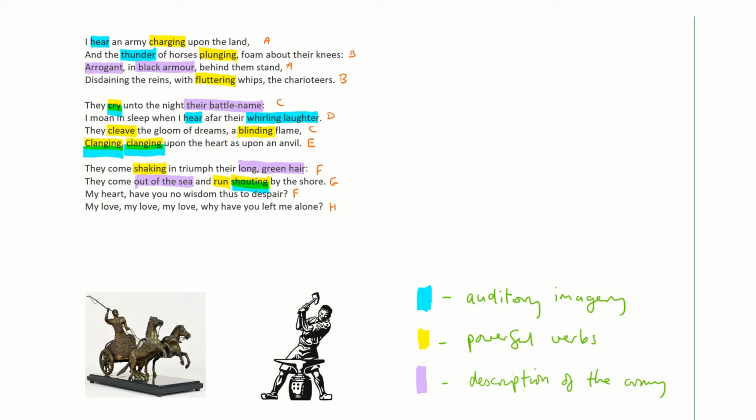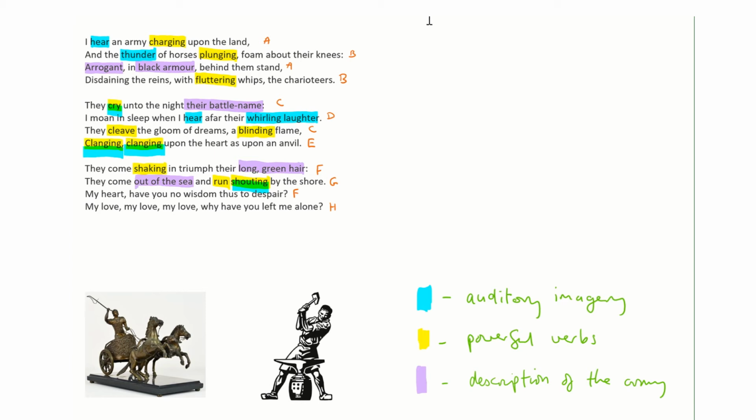So let's take a quick look as well at the rhyme scheme here. So they come to their battle, name and whirling laughter, flame, anvil. So name, laughter, flame, anvil. So we can see here the first and third lines rhyme, but then the second and fourth, laughter, anvil, really don't. So the rhyme scheme, which was more or less intact in that first stanza, is starting to break down a little bit here. And again, we might think, well, why is that significant? Does it perhaps mirror the way that the speaker's own sense of self is being slowly broken down by this onslaught from an attacking army? Might be one way of thinking about that.